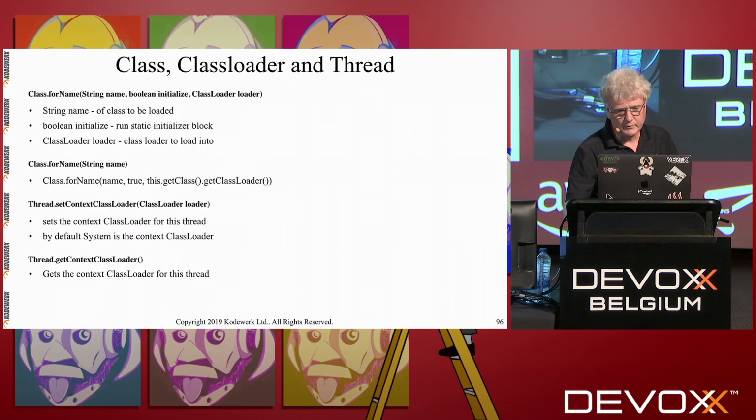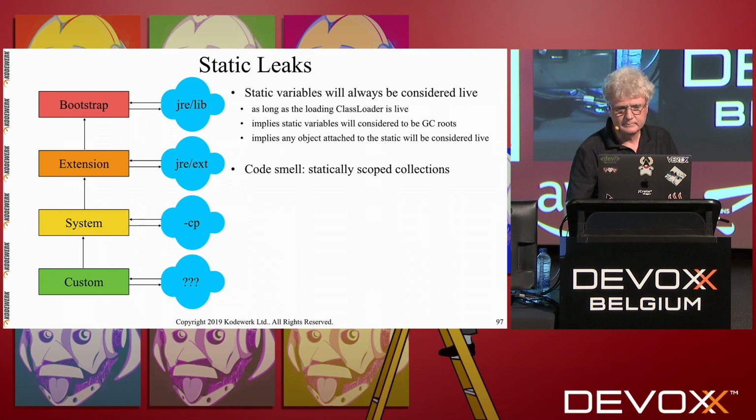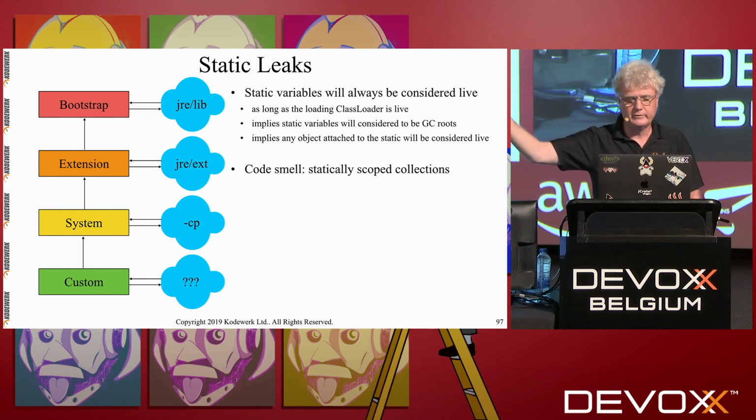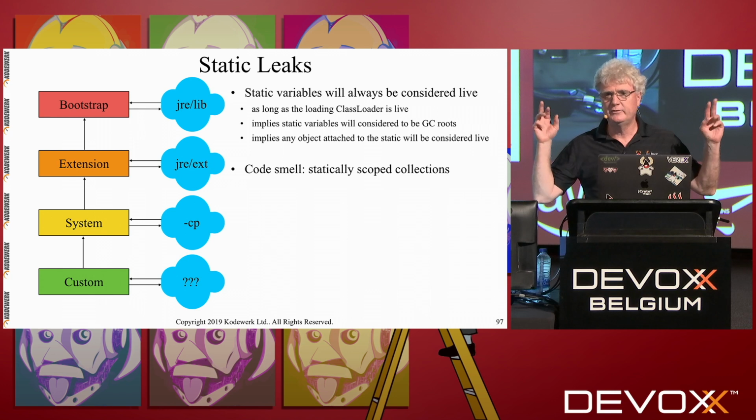But anyways, the point is that you get into some really interesting situations here. Static variables are always considered live as long as the class loader is live. That implies static variables will be considered GC roots, which implies any object attached to these statics will be considered live. That live will actually keep the metadata live. When you have the metadata being live, then of course that whole meta chunk is no longer going to be collected. So we have this code smell, statically scoped collections, which to me always spells memory leak.